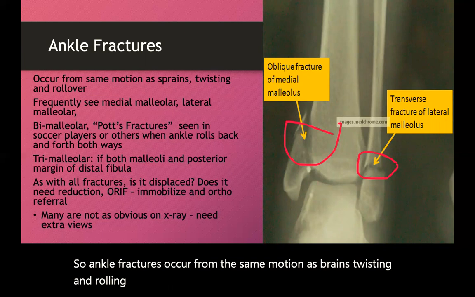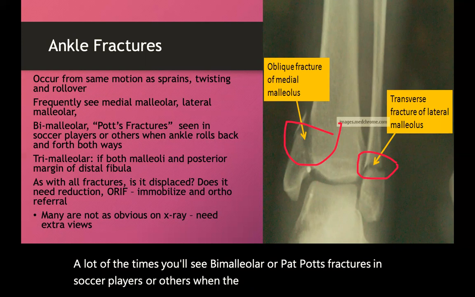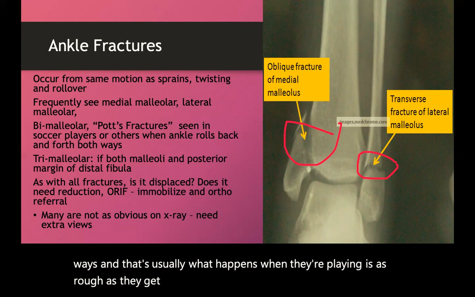Okay, so ankle fractures occur from the same motion as sprains, twisting and rolling over. Frequently, we'll see the medial malleolar or lateral malleolar. A lot of the time, you'll see bimalleolar or Pott's fractures in soccer players or others when the ankle rolls back and forth both ways. And that's usually what happens when they're playing as rough as they get in soccer. Trimalleolar is if both malleoli and the posterior margin of the distal fibula are involved.